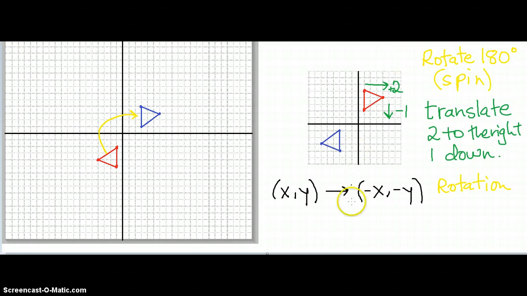And then in order to get those coordinates to move to the right and down 1, what also needs to happen is that we need to add and subtract numbers to get a translation. So that would be the same as x, y, go to x plus 2, and y minus 1. We're just going to move those coordinates. And that would give us the translation.